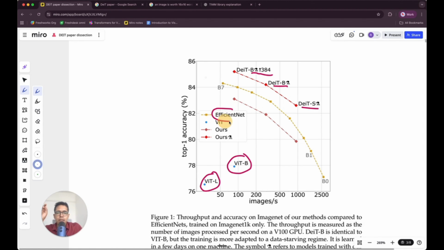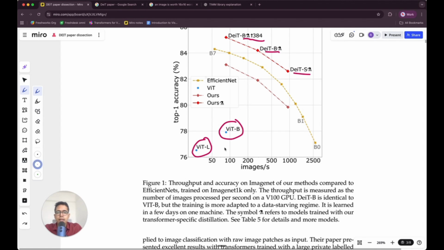Then all these yellow curves are EfficientNet. So EfficientNet is like a convolutional neural net. These blue dots are vision transformer. And this one they say ours, but I'm not sure what these brown dots are. Maybe without distillation. So this is maybe without distillation. Red is with distillation.